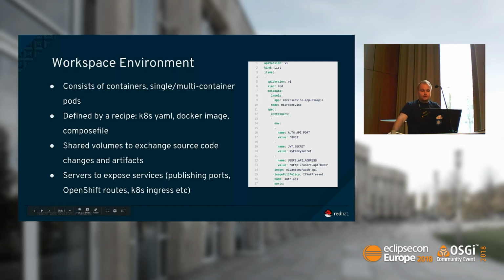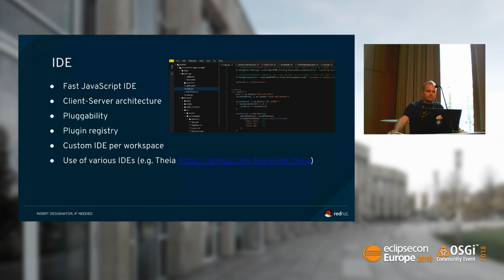Shared volumes to exchange source code between them, and you can use artifacts across all containers. And it's possible to expose services. For example, if you need a preview URL to your web application, or you need external URL for other services to contact your web app, we'll publish ports for you, or when on OpenShift, we'll create an OpenShift route, or when on vanilla Kubernetes, it will be an ingress, Kubernetes ingress.